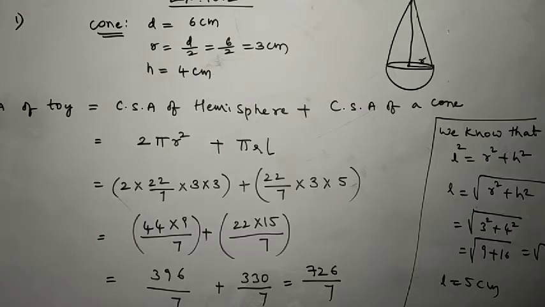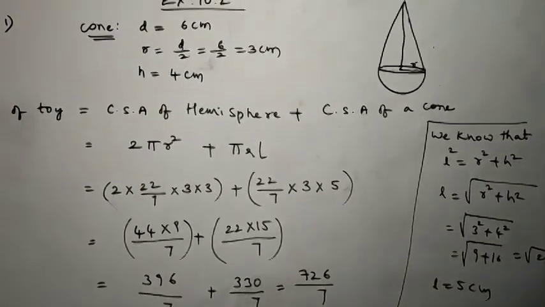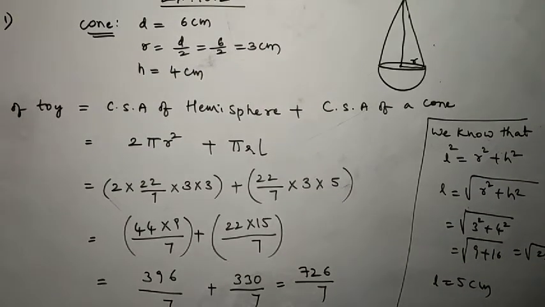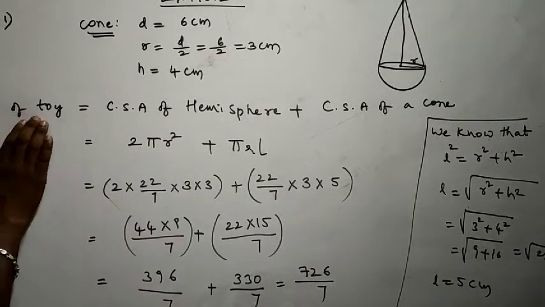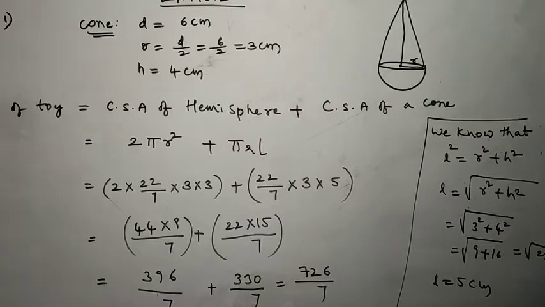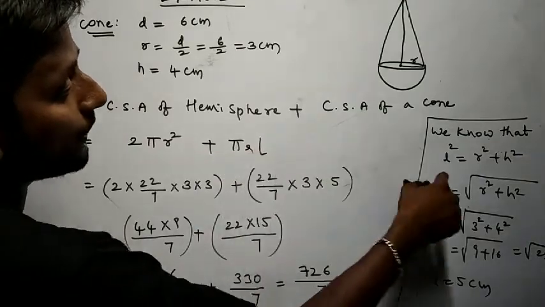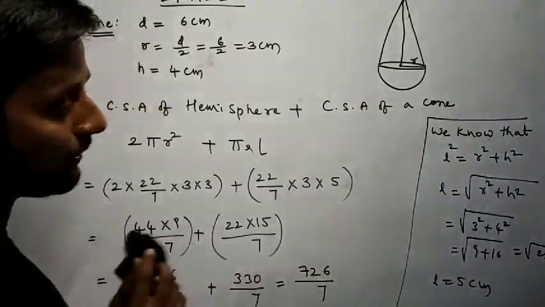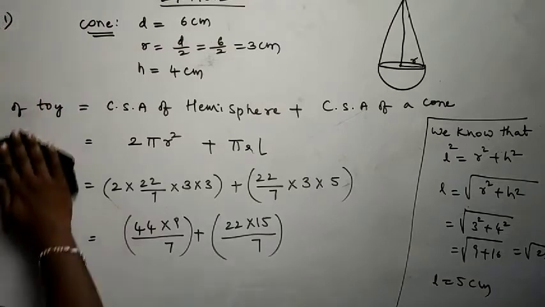If you talk about the CSA, what happened? It is a complex figure made by a combination of two figures. One is the hemisphere as the base, and at the top we have a cone. So when finding the CSA of the toy, I can say it is the CSA of the hemisphere plus the CSA of the cone, because it is a combination of two figures. So I added both, and the l value we didn't know, so we used the l relation to find it. I think you understand. So we'll go with our second problem.